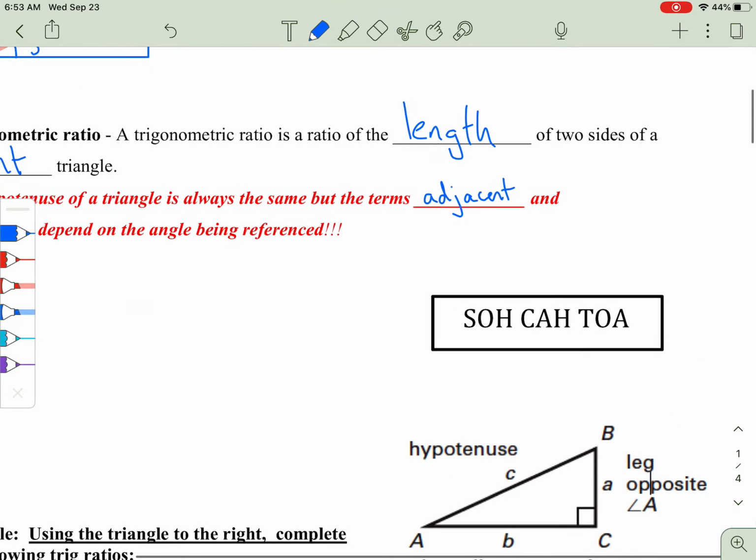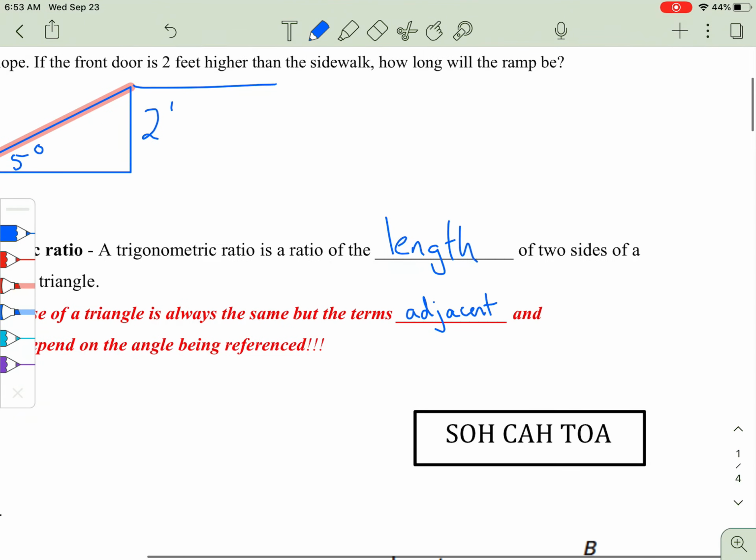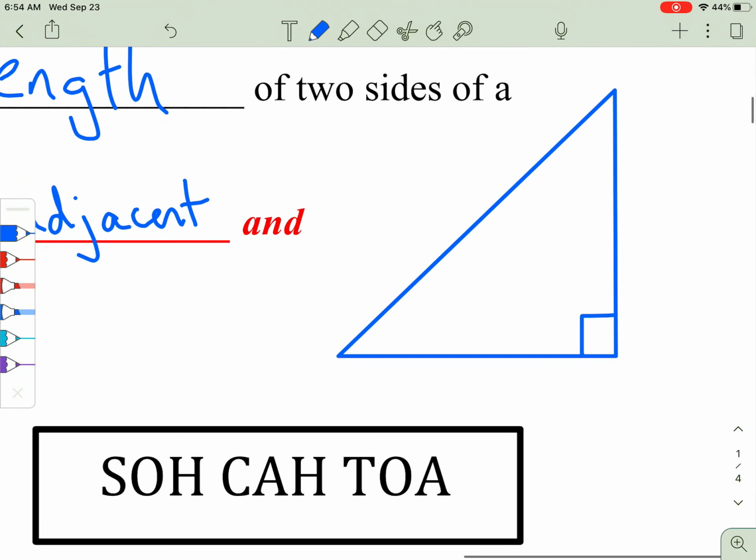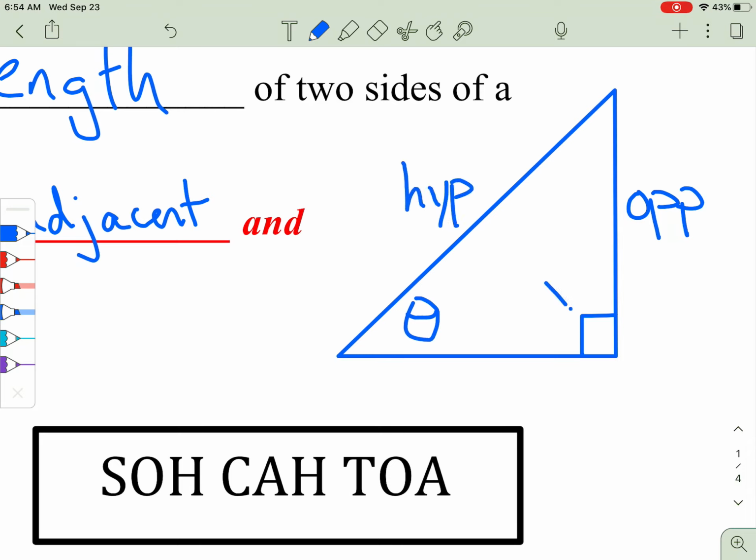Well, because when we are talking about a right triangle, we want to use SOHCAHTOA or trig. Usually you always have a 90-degree angle, and then you'll have an angle that they want referenced. Now, if they choose this angle, you can see that across from this, we would call that opposite. And the hypotenuse, remember, is always across from the right angle.